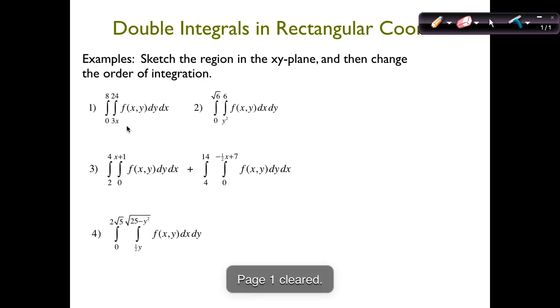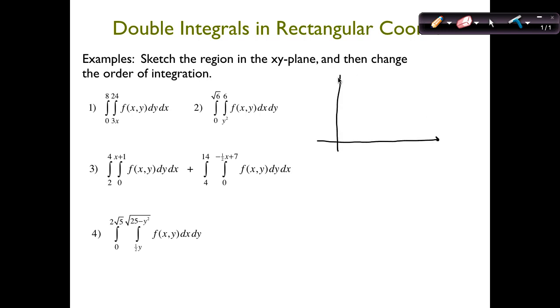Okay, so let's do the first one together. What is our type here for this first one? dy dx means type 1, bottom to top, and then left to right. So the bottom is y equals 3x, and the top is y equals 24. So we have to sketch those. y equals 3x and y equals 24. y equals 3x is just a line through the origin, and then y equals 24 is like this.